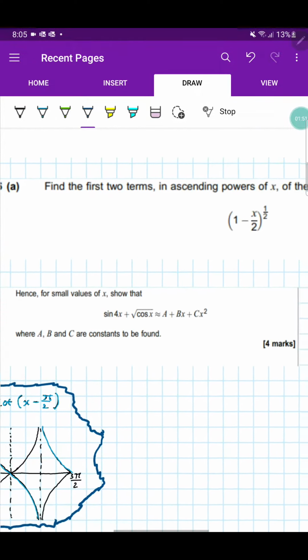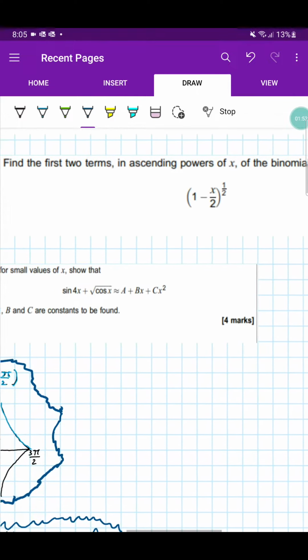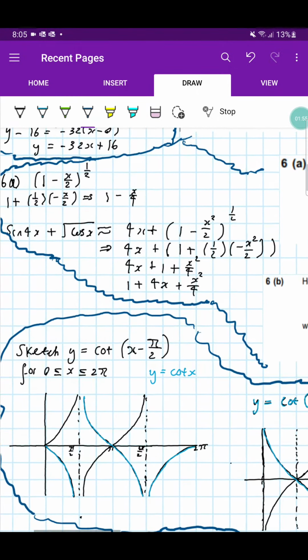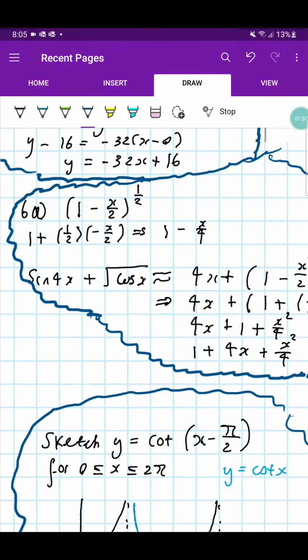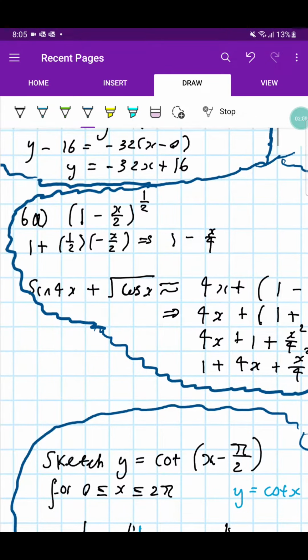Now question 6, we need to find the first two terms. So we're going to use binomial expansion. So we're going to have 1 plus nx. So it's going to be 1 plus a half multiplied by minus x over 2, which simplifies to that.